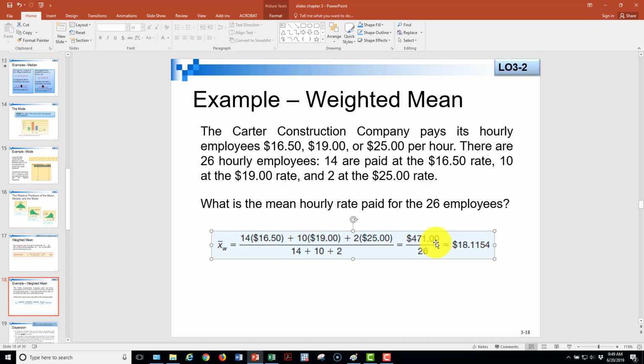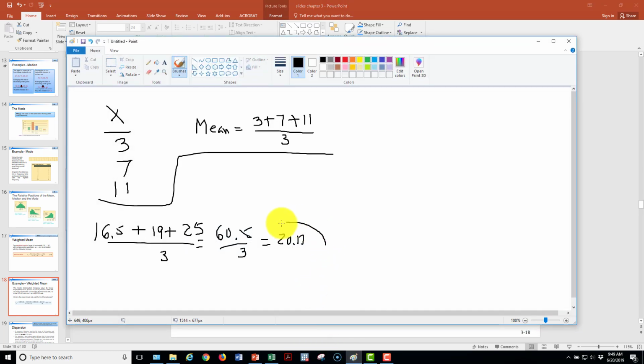Then the numerator, you get 471, the denominator 26, which is equal to $18.11. So 18.11 is not the same as 20.17. Notice that it is lower. So a better measure of the mean in this case is the weighted mean, which is lower than the normal average that we calculate, because these wages are not equally important. The 25 is less important than 16.5 and 19, and that's why the weighted mean is actually less.